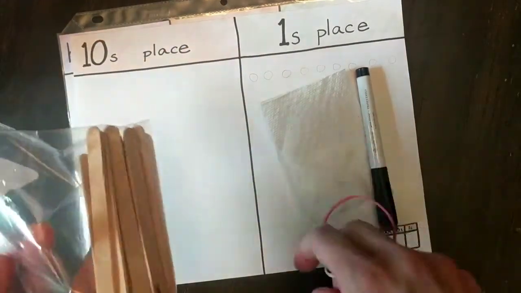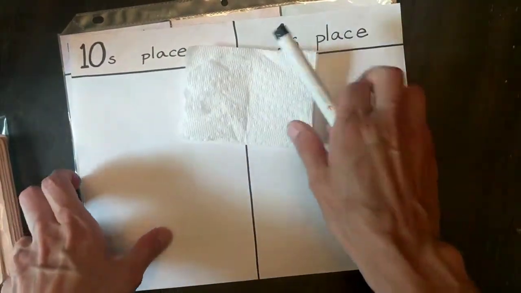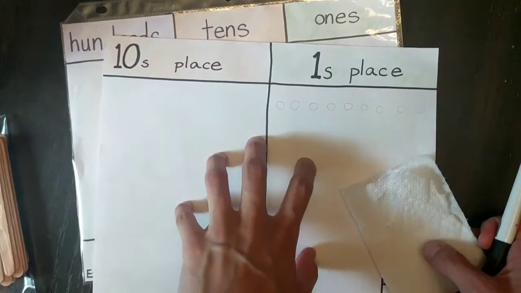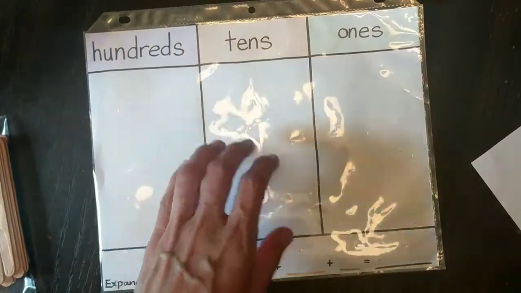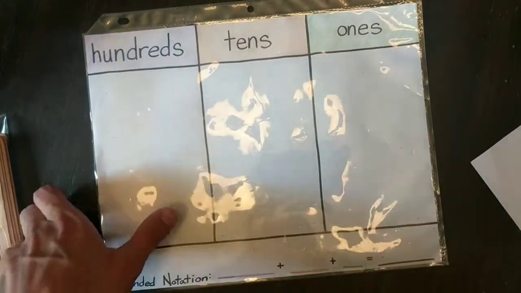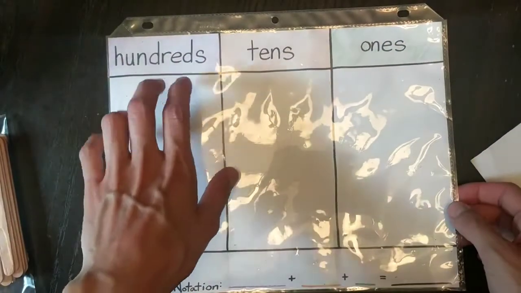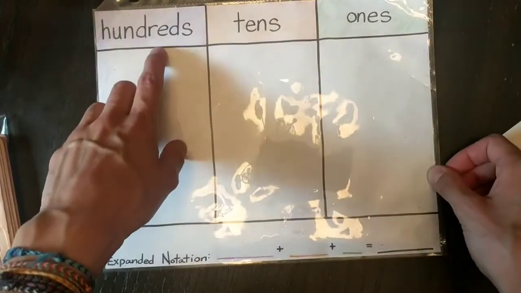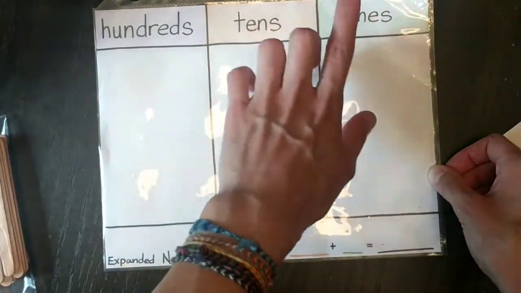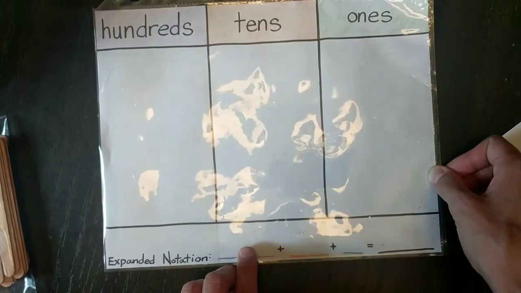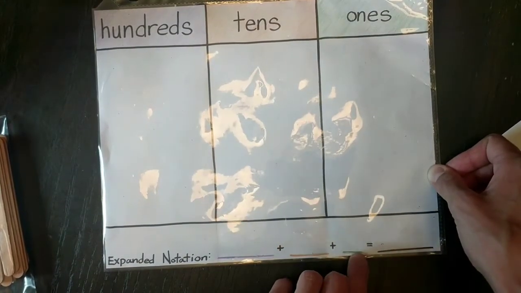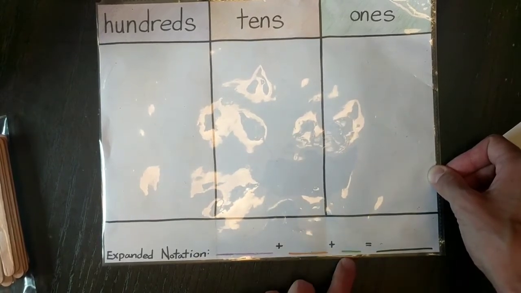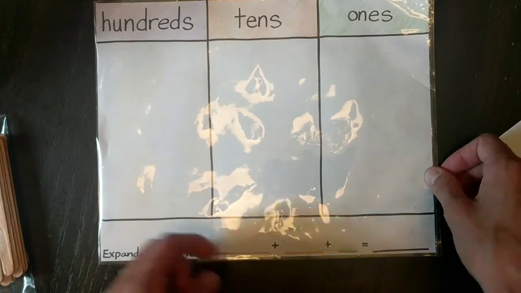You're going to need some rubber bands, a dry erase marker and eraser, a place value board to put the popsicle sticks on, and another one to write on with the dry erase marker. Something to notice about this chart is it has hundreds, tens, and ones place. Hundreds is purple, tens is orange, ones is green, and there are color-coded lines down here for putting the number in expanded notation.